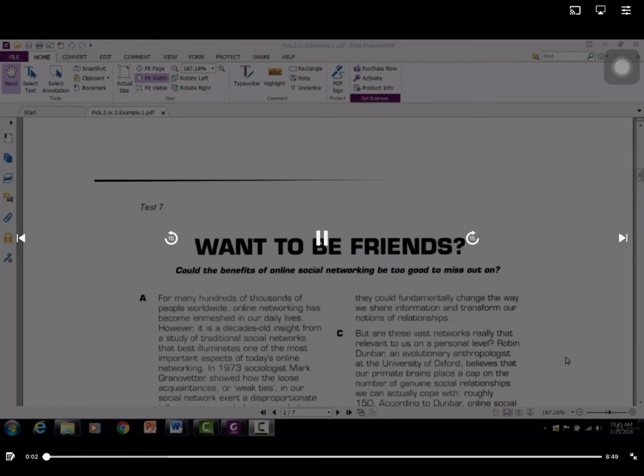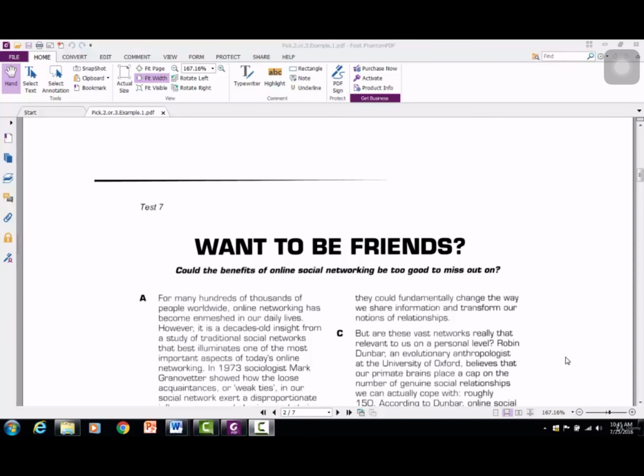Okay, so let's do a pick two or three from a list question as an example. As I've told you, it's a challenge to do this question, and I really suggest that you do this question last if it appears in a set of questions to do.